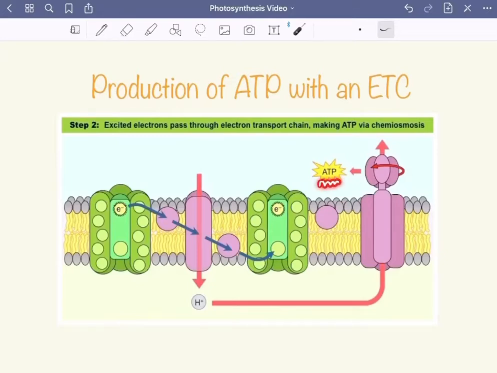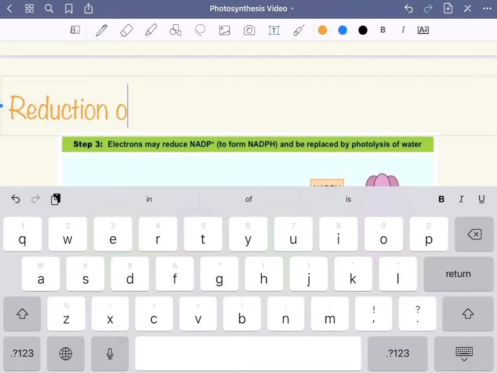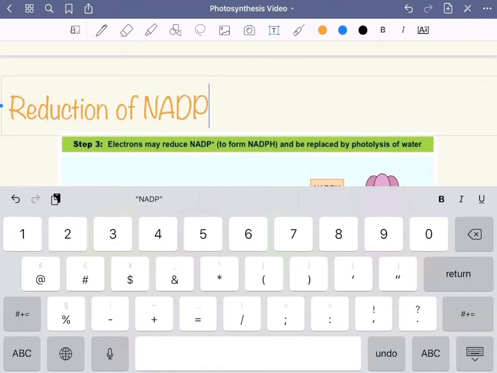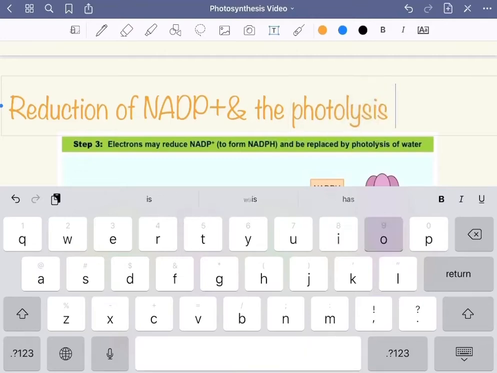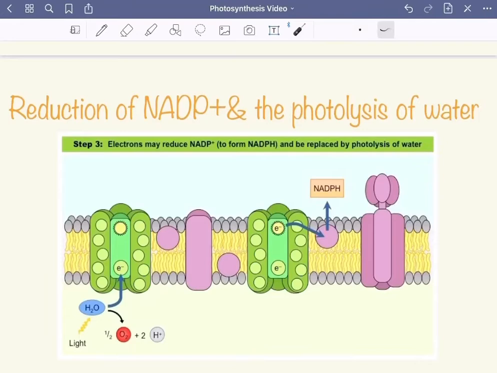The newly de-energized electrons from photosystem 2 are taken up by photosystem 1. The last step of light-dependent reaction is reduction of NADP+ and the photolysis of water. Excited electrons from photosystem 1 may be transferred to a carrier molecule and used to reduce NADP+.